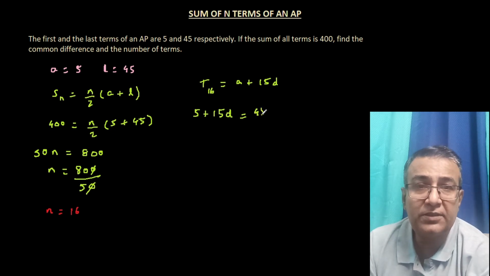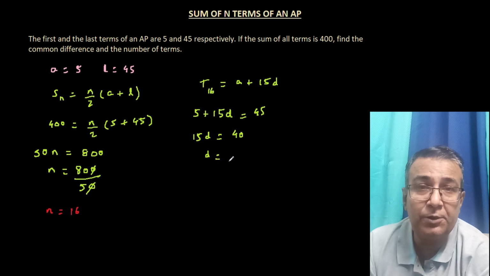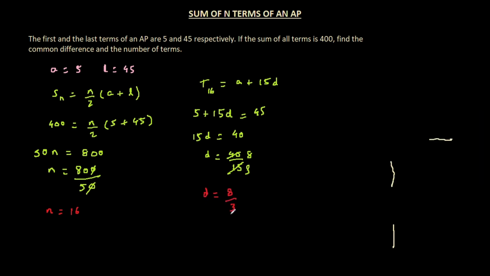I take 5 to the other side, so I'm left with 15d is equal to 45 minus 5, which gives us 40. Then to find out the value of d, I have to take 15 to the other side, so we get 40 divided by 15. And since both can be divided by 5, I can reduce this to 8 on top and 3 at the bottom. So we have got the common difference as 8 over 3.